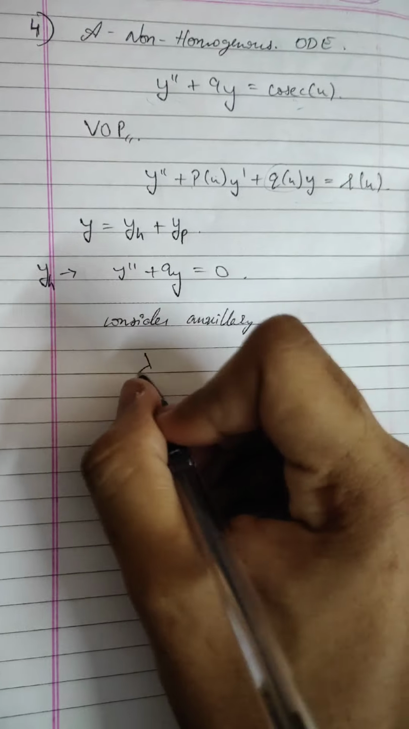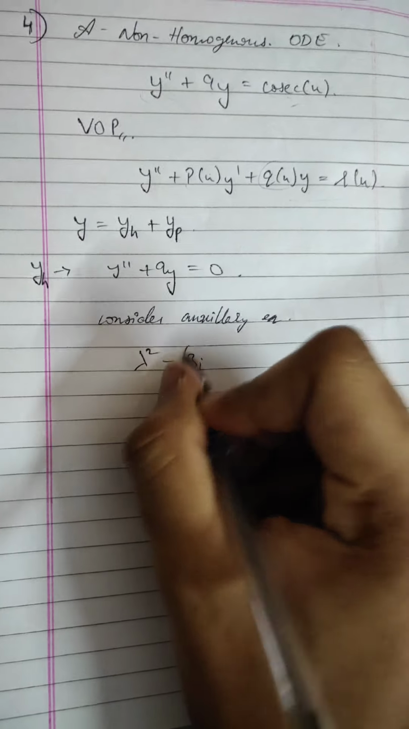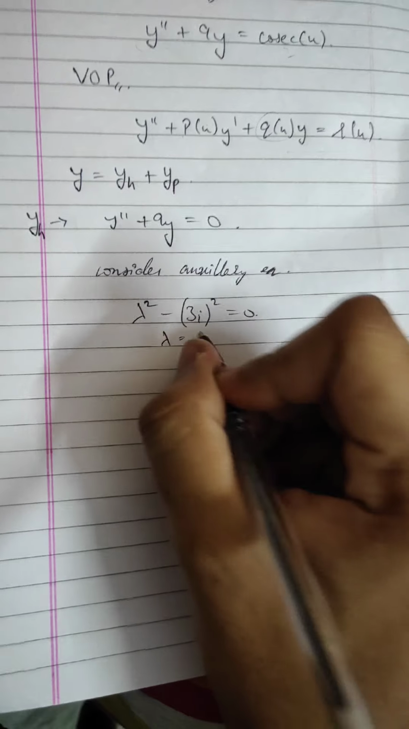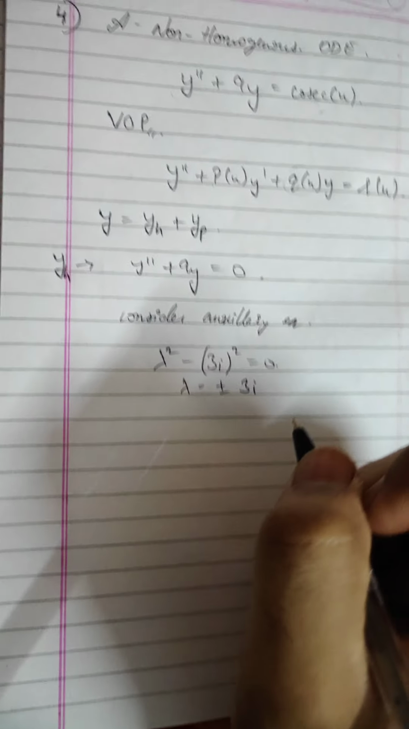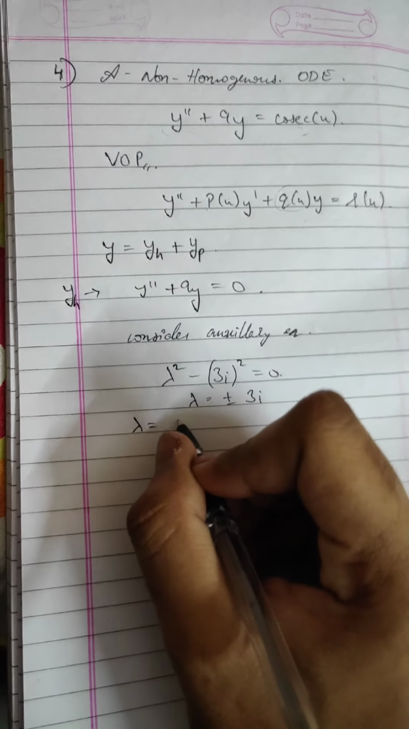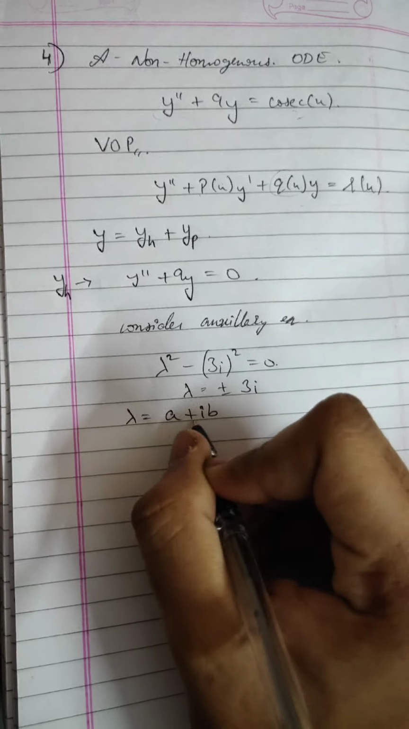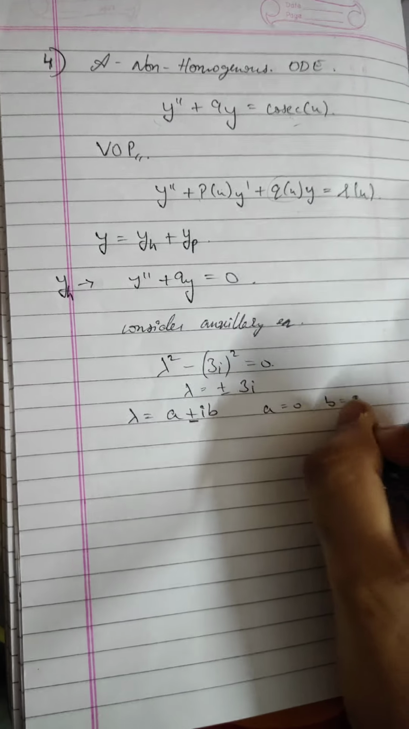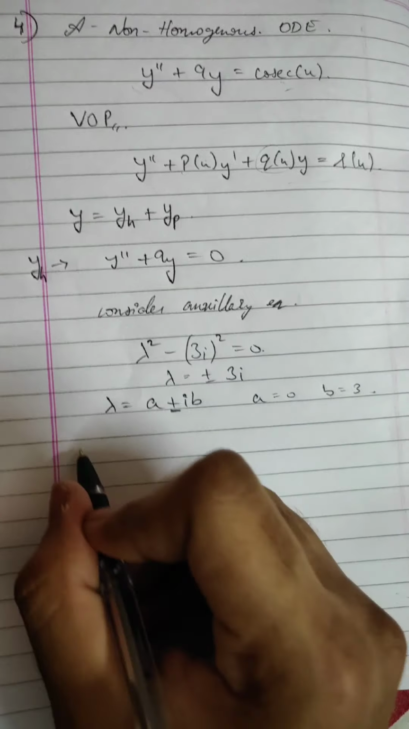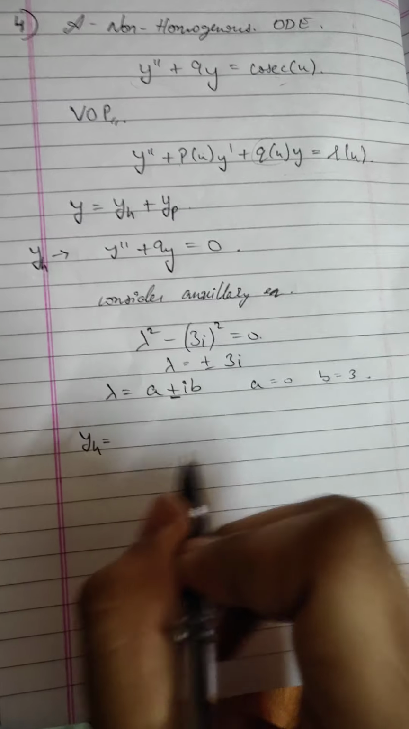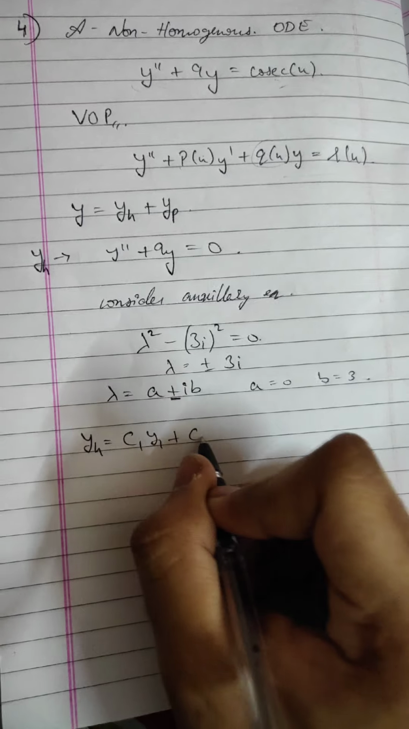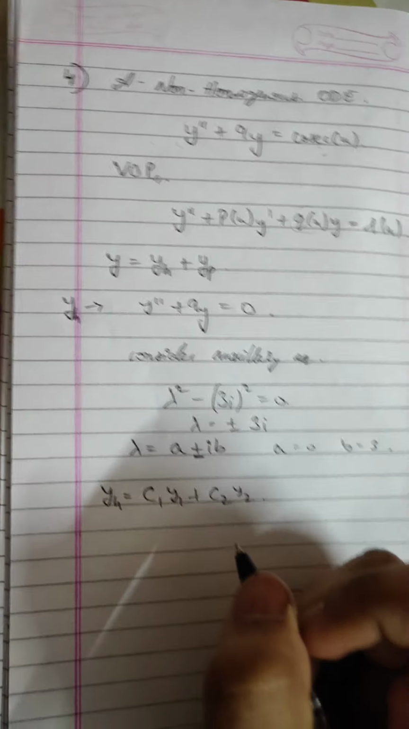So lambda square plus 9 equals 0, which is lambda squared minus 3i whole squared equals 0. So our lambda will be plus or minus 3i. Basically lambda is of the form a plus or minus ib. Here our a is 0 and b is 3. And the homogeneous solution can be written as c1y1 plus c2y2.